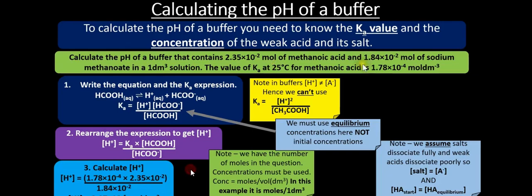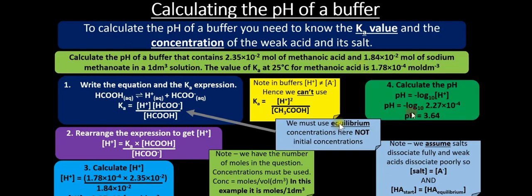And then lastly, what we have to do is substitute into negative log of H plus, and we get a pH of 3.64. So just remember these assumptions here. You can also see this simplified: H plus can be written as Ka times the concentration of acid over the concentration of salt. So don't be surprised when you see that it is the concentration of the acid over the concentration of the salt. It can be simplified that way.